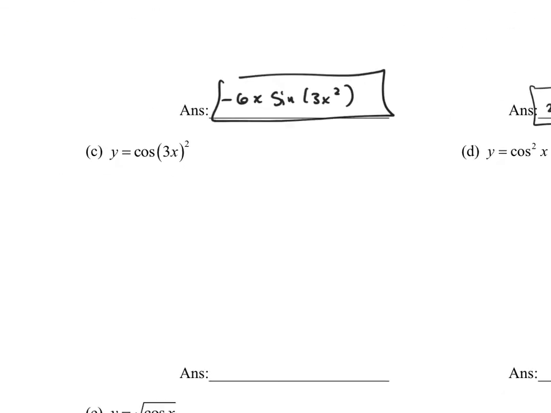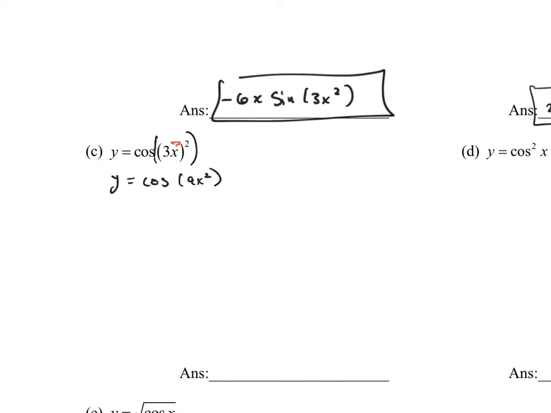Let's look at the next one. How about the cosine of 3x squared? So what they really mean here is the cosine of 3x quantity squared, which I'm going to go ahead and square. So this is really the cosine of, because it's multiplication, I can distribute that square through. This would be the cosine of 9x squared.